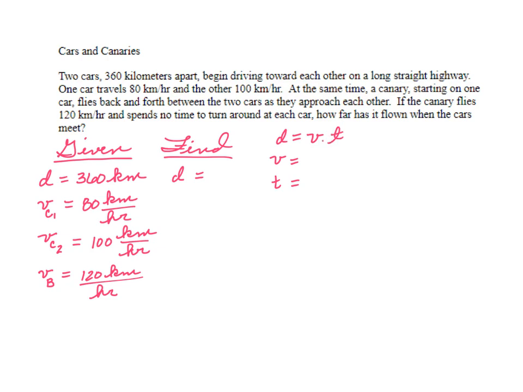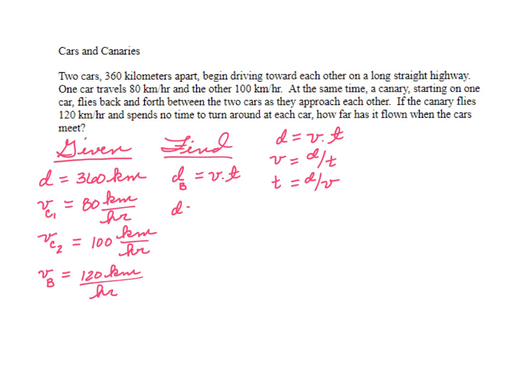And that means if we wanted to find the velocity, we would just divide both sides by t, so velocity is distance divided by time. And of course, to find time, we would just divide both sides by velocity, so time is distance over velocity. So that means that in order to find the distance of the bird, let me put a B there again, we are going to need to know the velocity of the bird and the amount of time that that bird spends flying. So we can look at our givens to see if we have either of those pieces of information, and we do in fact have the velocity.